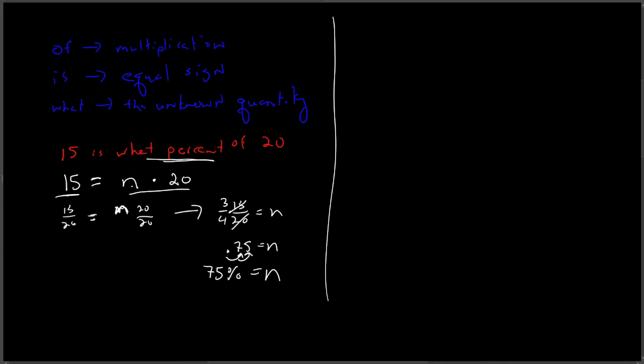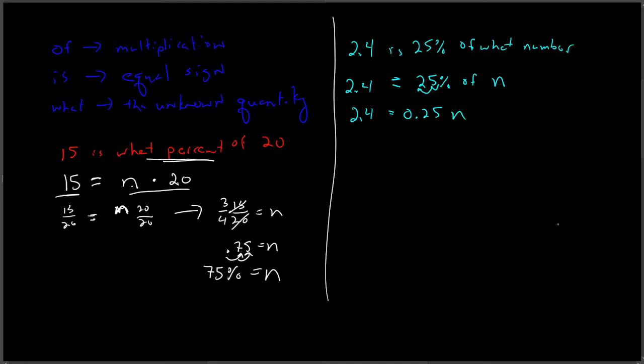Let's look at another one here. 2.4 is 25% of what number? So 2.4 is 25% of our unknown thing. Now we'll convert this to a decimal, so we move to the left to go from percent to decimal. So that's 0.25 n. Whoops, of should be multiplication. Got carried away there. And now I'm going to divide both sides by 0.25. And so n equals 2.4 divided by 0.25.